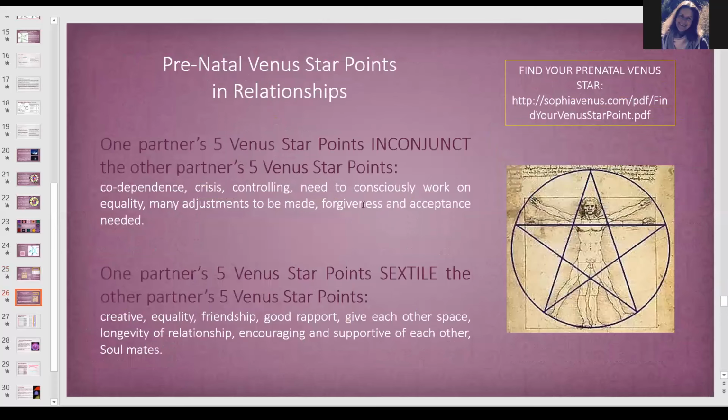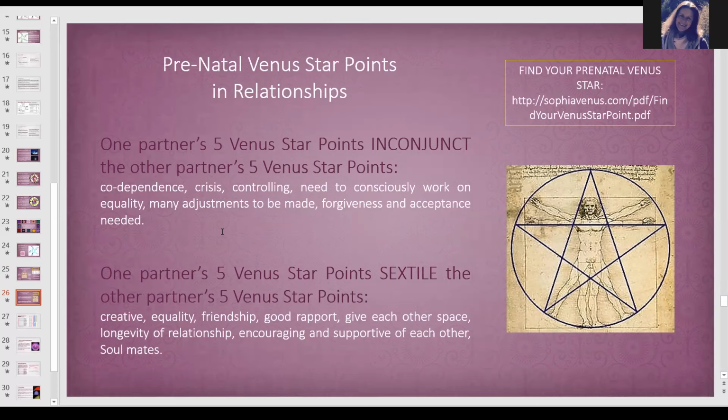The prenatal Venus star points in relationships. If one partner's Venus star point is conjunct the other partner's Venus star point, this can mean codependence, crisis, controlling, a need to consciously work on equality, many adjustments to be made, and forgiveness and acceptance are needed.